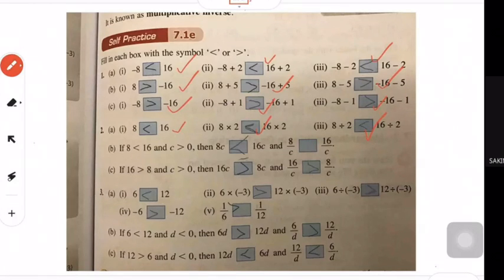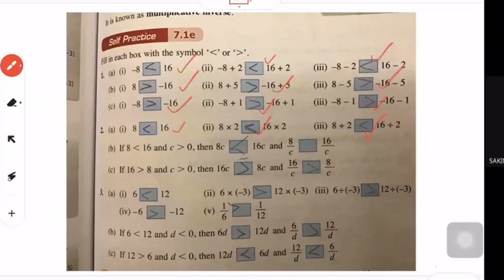B, you have 8 is less than 16 and C is greater than 0. What does C greater than 0 mean? Class? What does it mean C is greater than 0? C is bigger than 0. Is it a negative number or positive? Positive. What can you say about C? C is a positive number.